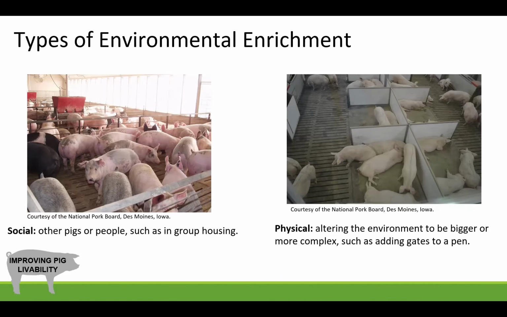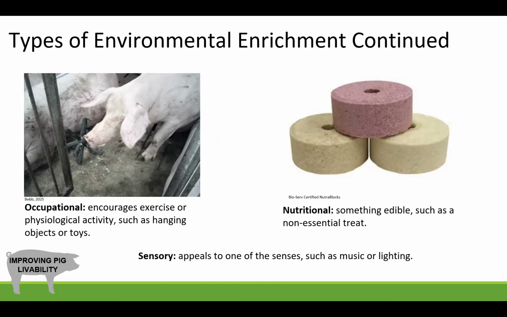The types of environmental enrichment include social, which is other pigs or people. The picture above shows an example of a group housing system. Physical, which is altering the environment to be bigger or more complex, such as adding gates to a pen. The picture above shows what adding gates to a pen would look like. Occupational, which encourages exercise or physiological activity, such as hanging objects or toys. The picture shows an example of a sow playing with a commercial toy.